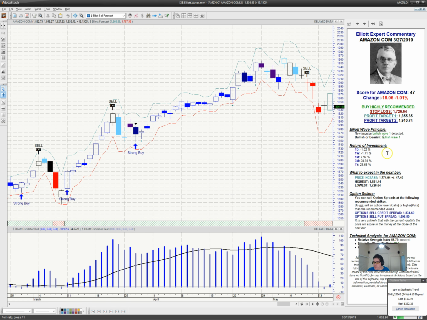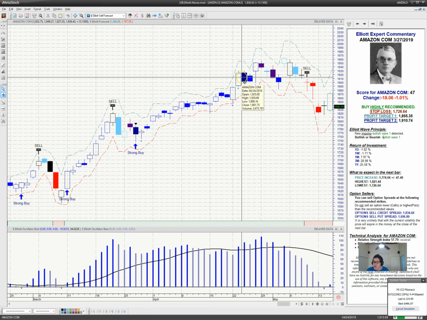Now, the stop loss was at $1,726.64. So here's your stop, and then you can put a limit order. Actually, we'll give you two limit orders: 1,855, which was achieved on April 16, and the other limit order was 1,910.74, which was achieved on April 23rd.